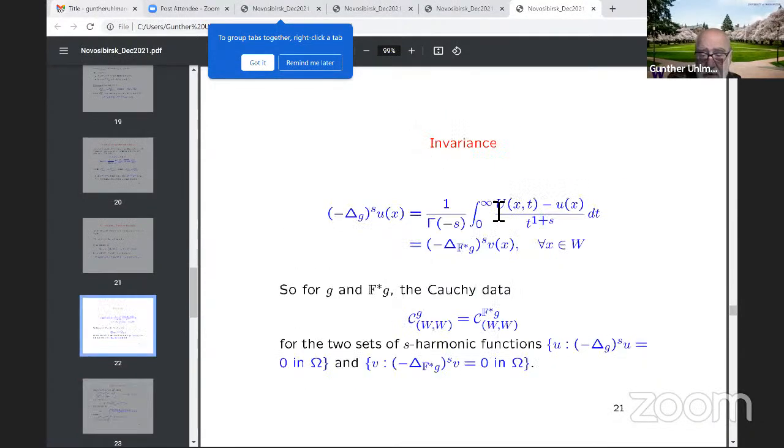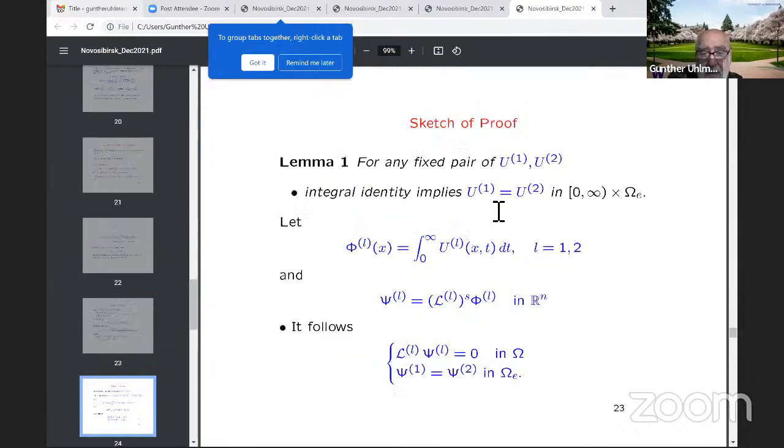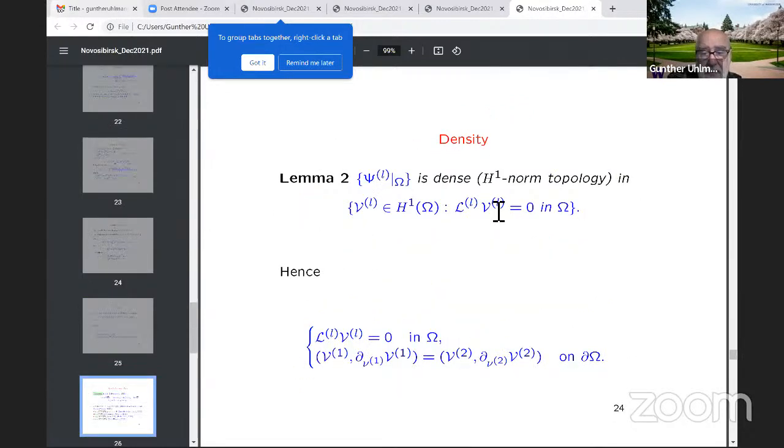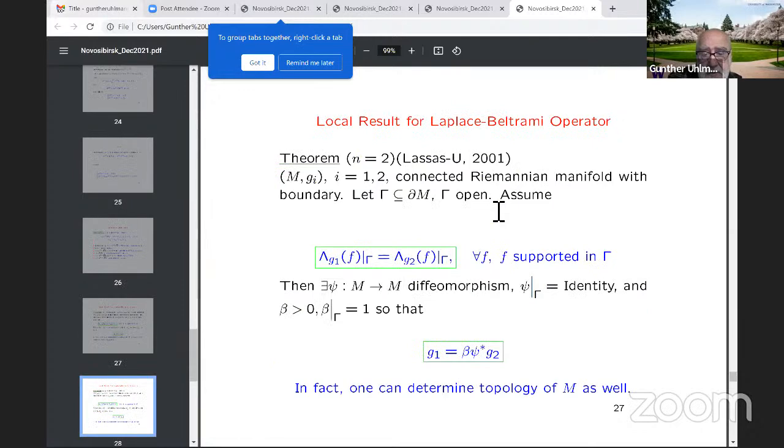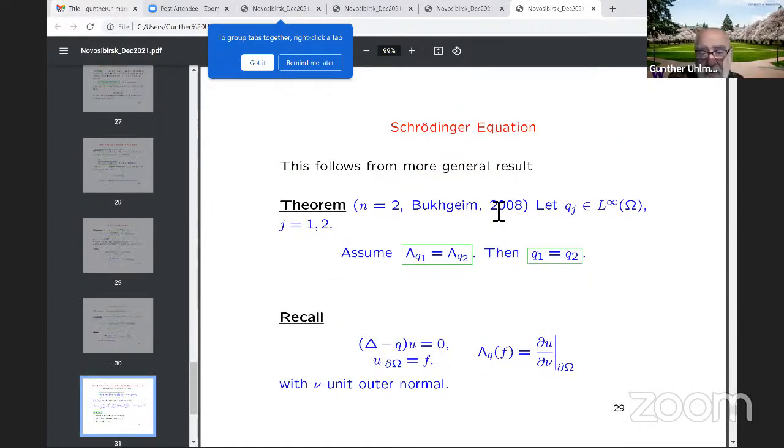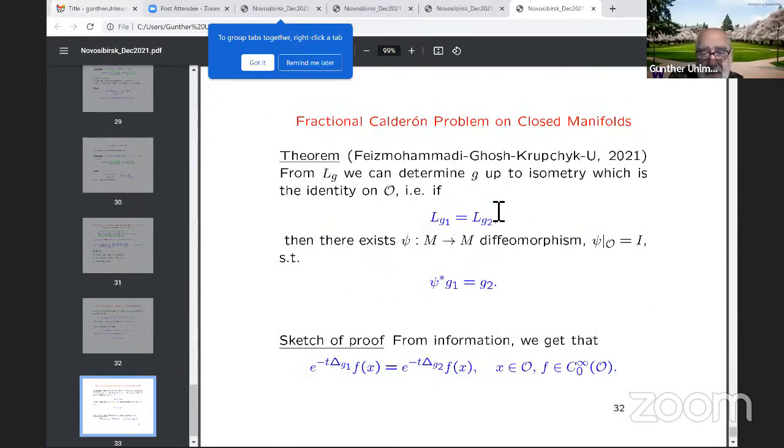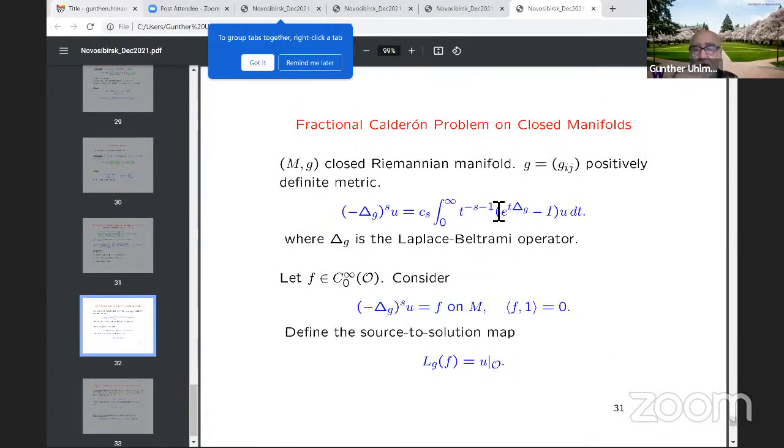Okay, so I don't have time to go over the proof. But let me mention a new result. This was explaining all the results known in the two-dimensional case. But let me explain a new result for a closed Riemannian manifold, and you take a positive definite metric. You take again the fractional Laplacian defined as before. This makes sense.